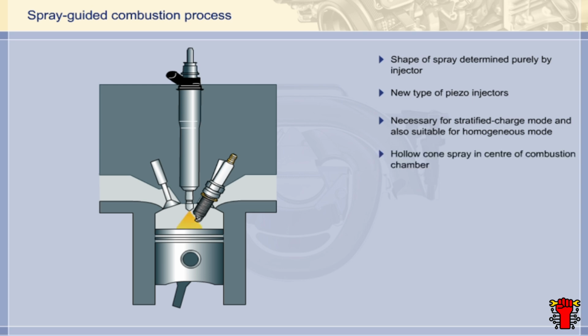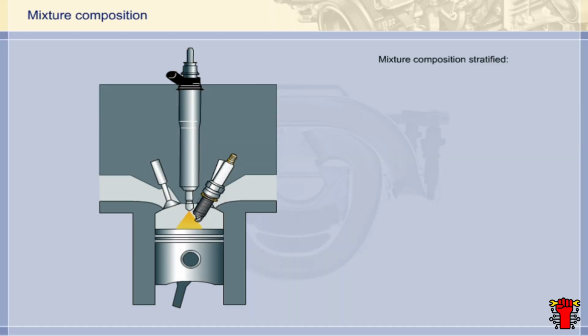The mixture cloud created by the spray has a hollow cone shape and is located in the center of the combustion chamber. The mixture composition in the cone-shaped cloud is stratified. The lambda value varies between around 1 at the cone wall and around 3 in the center of the cone. The mixture, therefore, gets leaner towards the center of the cone. Outside the conical cloud is a layer of air that is virtually free of fuel. In other words, the lambda value outside the spray cone is very high, virtually infinite.